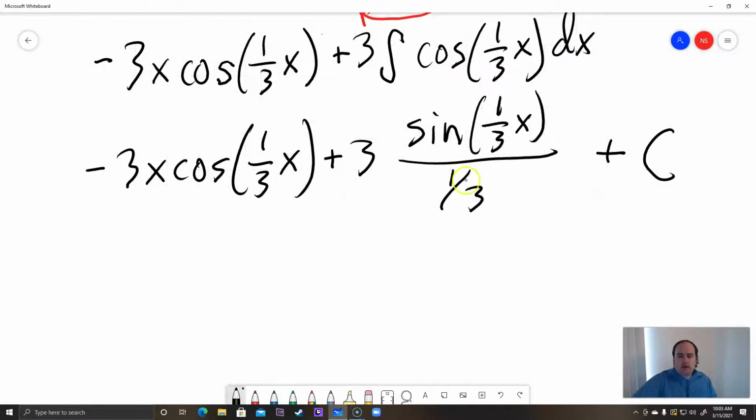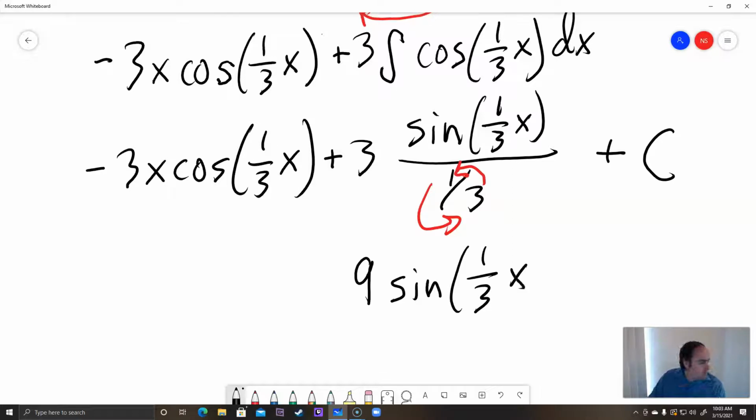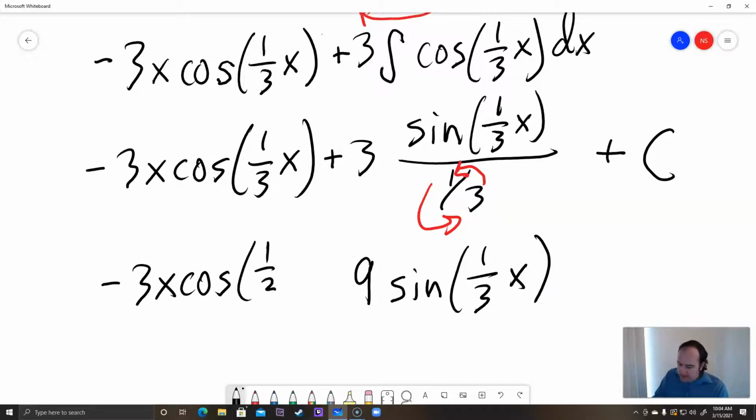Okay, and then if I flip over this 1/3 that we're dividing by, we're going to have 3 on the top, and 3 times 3 is 9. So that second term is now going to be 9 times sine of 1/3 x. Now we have negative 3x cosine of 1/3 x plus 9 sine of 1/3 x plus c.